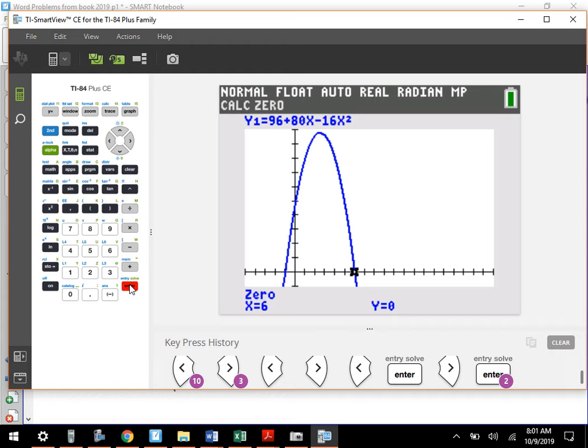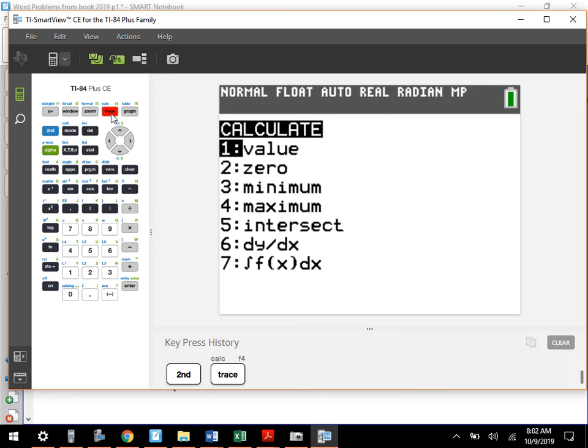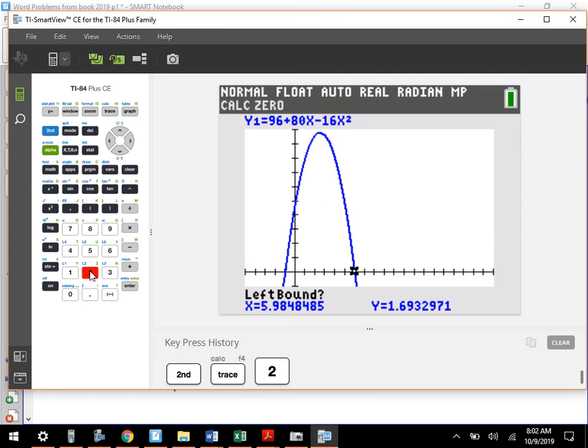Can you please show us how to do this here? Yeah. I'll redo it on mine too. So I'll go back to my graph. I'm going to hit second, calculate, option number 2. And then on the graph, you have your cursor right now. I want to get to this 0 because it's positive. I don't want the negative 0 because we can't go back in time. We're not in a DeLorean doing 88 miles an hour.